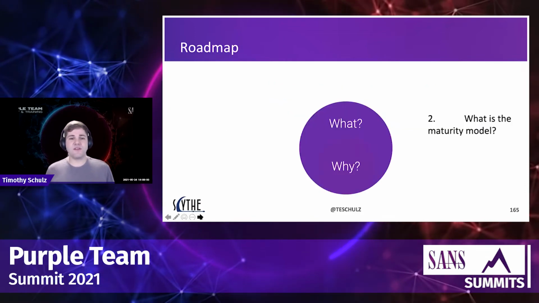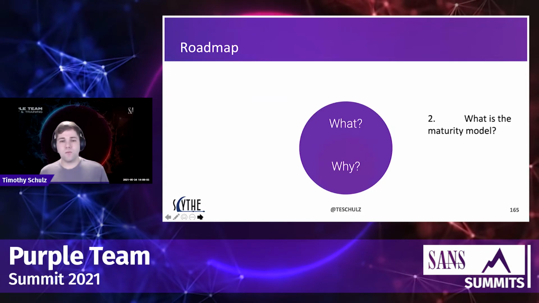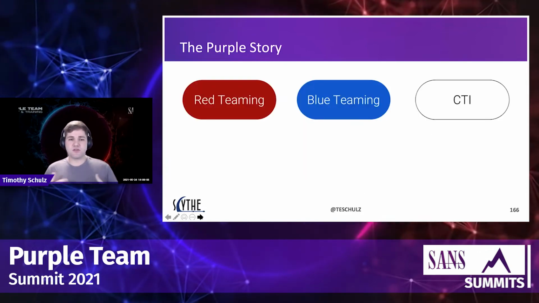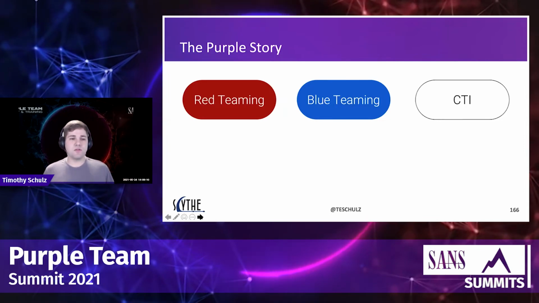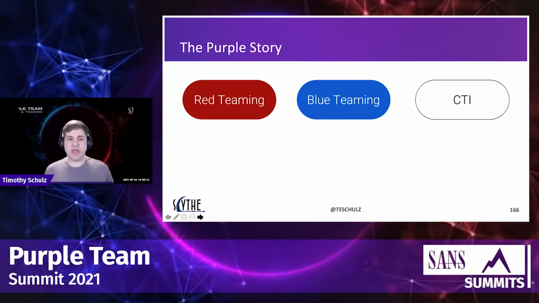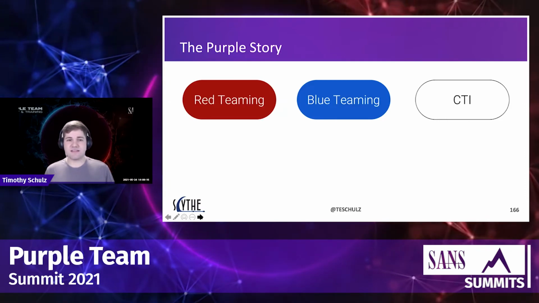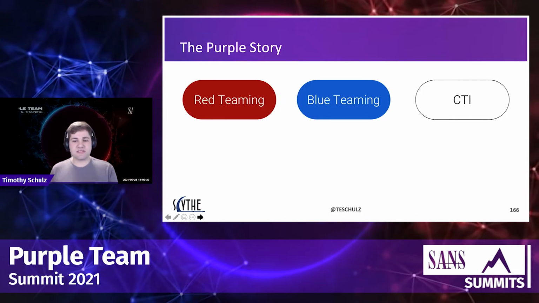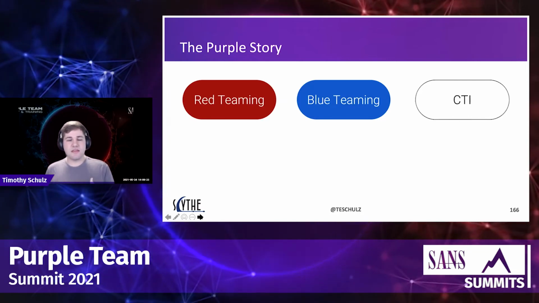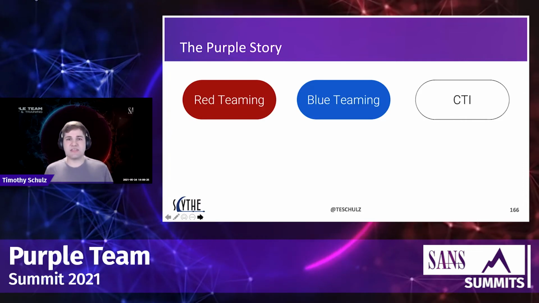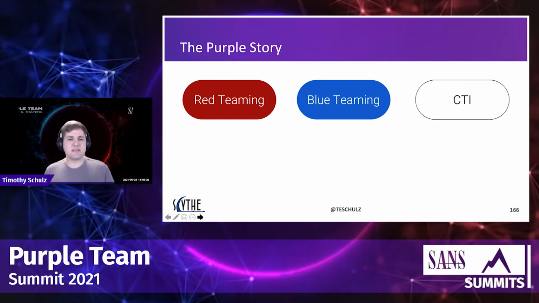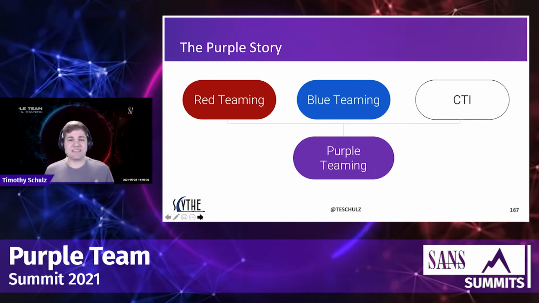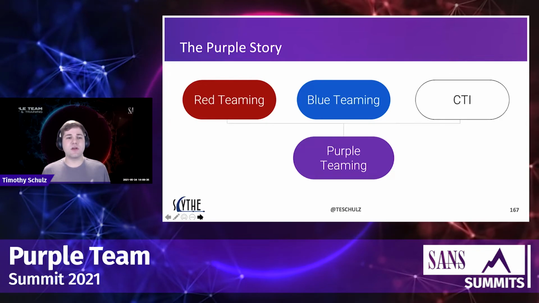So now that we've addressed the why, we're going to move on to what the maturity model is. Going back to the purple story, we have the red team, we have the blue team. They've been operating potentially adversarially, which is often a common history between them. And then we have cyber threat intelligence, the newer player that is coming in, providing context specific to adversaries and things like that, to both the blue and red team. And so we combine all of those expertise together into this blended exercise we call purple teaming.